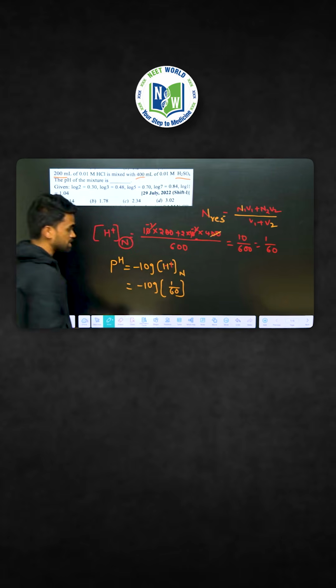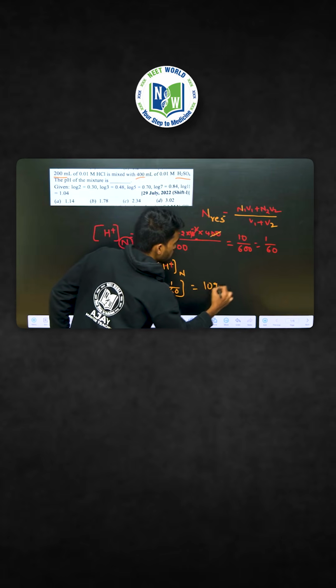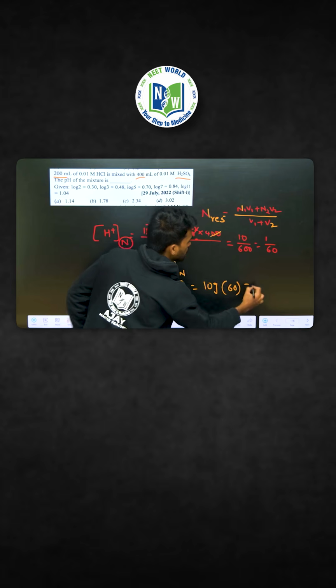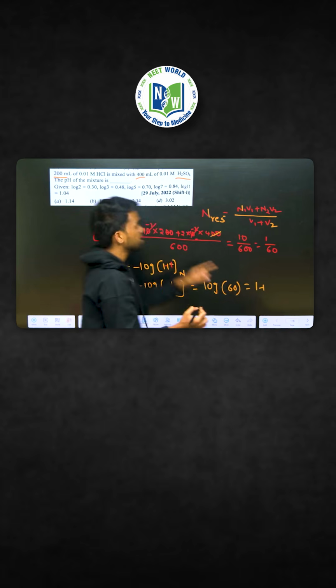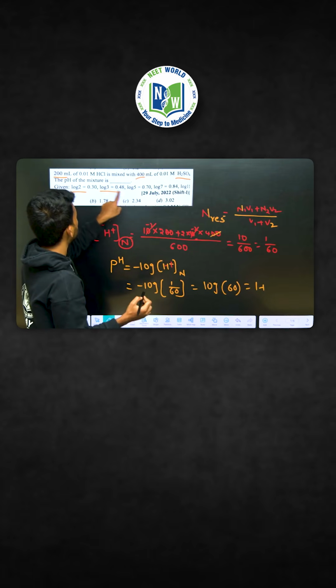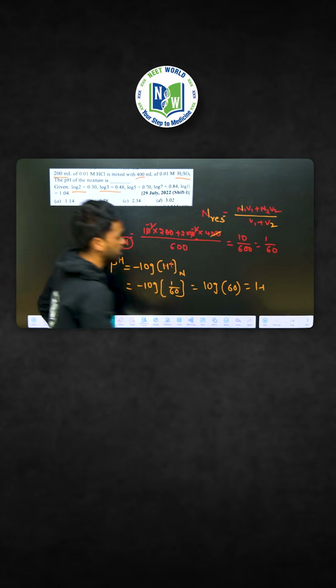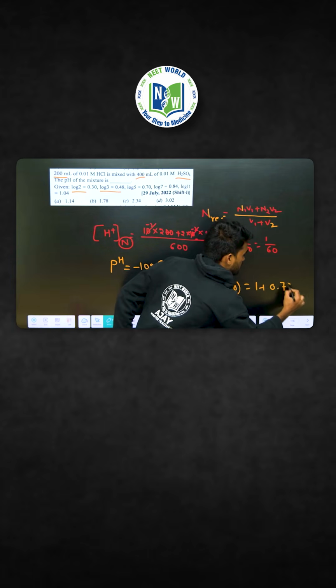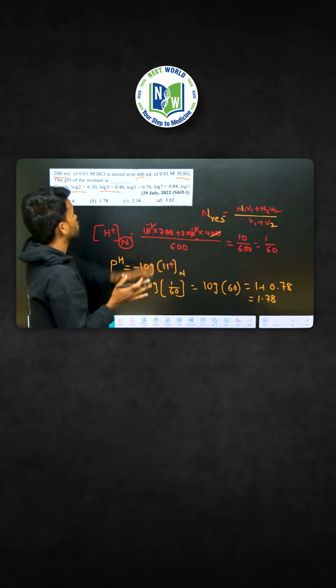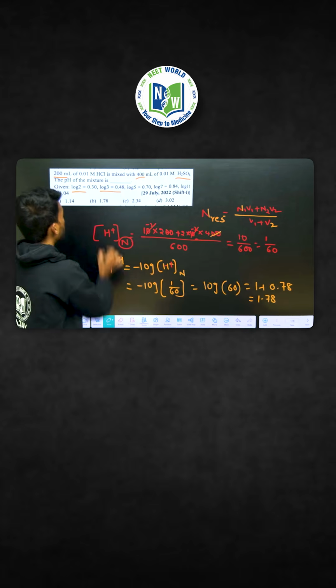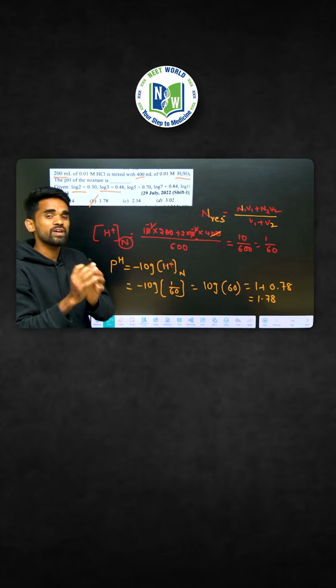So we can write this as log 60. Log 60 is nothing but log 10 plus log 6. Log 10 is 1 and log 6 is log 2 plus log 3, that is 0.3 plus 0.48, I can write 0.78, so that will be 1.78, the resultant pH of this particular mixture. So we have option number B as our perfect answer for this question.